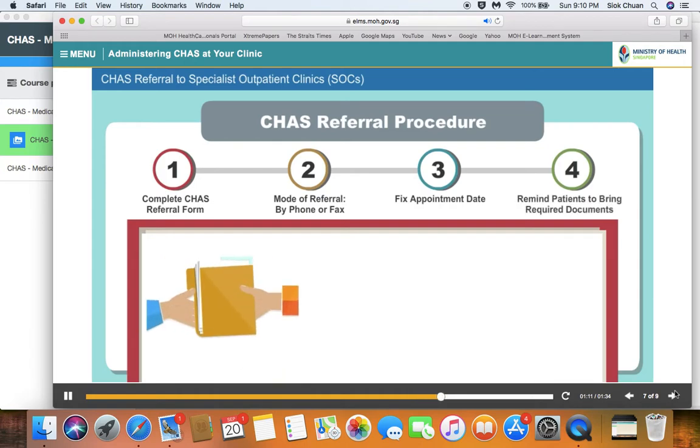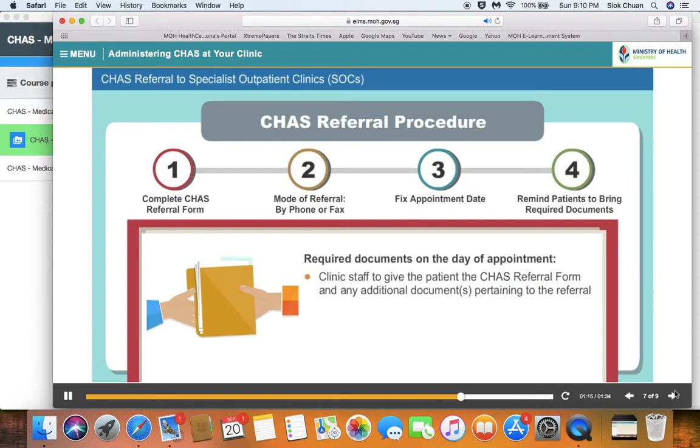Finally, remind patients to bring the required documents on the day of the appointment. The clinic staff should provide the patient with these documents. If the patient fails to present these documents, he or she may be registered as a private patient. If the patient does not have the documents on the day of the appointment, the SOC may contact the referring clinic to obtain them by fax or email.